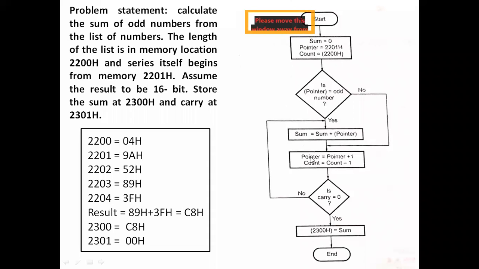It may be possible that a carry is being generated after adding the numbers. That is why it is assumed that the result may be 16-bit. So one register will be used to store the sum and another register will be used to store the carry. So in this way it will work.